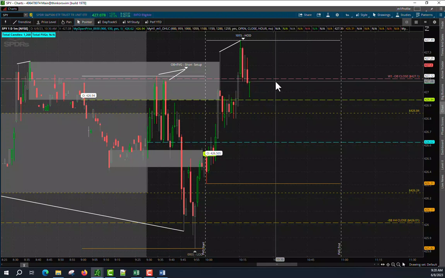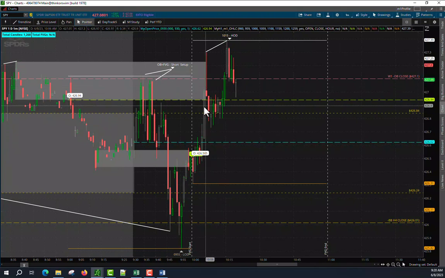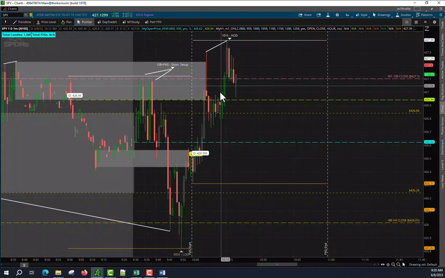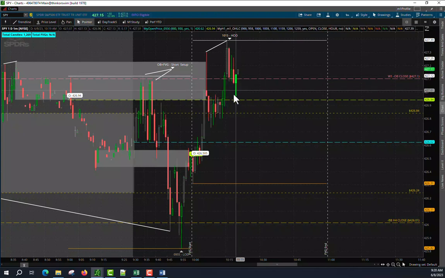But at the same time you see the fair value gap right here. So you can treat this one as a bullish breaker and fair value gap. So breaker, fair value gap, retest right here. So you can enter a long position right here.